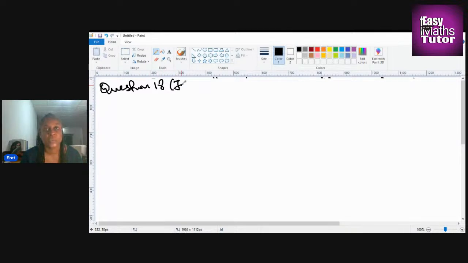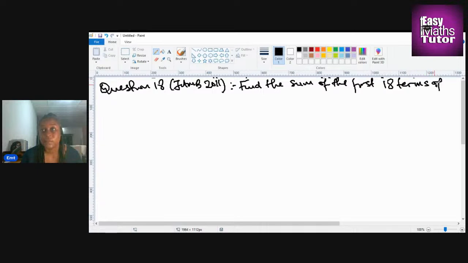Question 18, JAMB problem 2011. The question says: find the sum of the first 18 terms of the series. The series is 3, 6, 9, and so on and so forth.